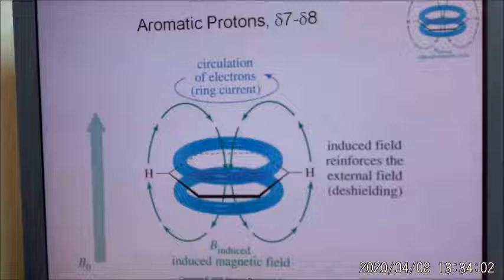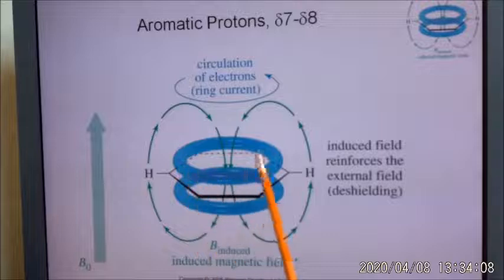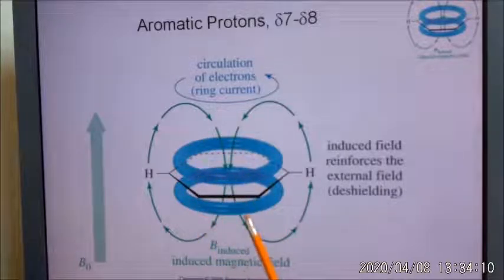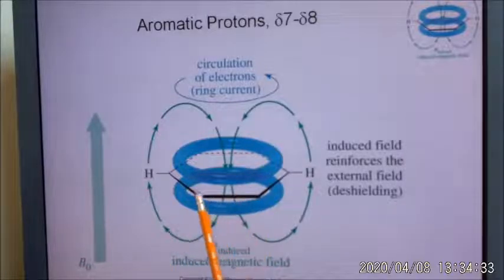Okay, so what happens with my aromatic proton? Because I have the circulation of electrons in this direction, I end up getting a field that reinforces, see the directionality? It's in the same direction as B naught. So what happens is I don't need to have a strong magnetic field in order for this proton to be affected by it. So you're deshielding because of your aromaticity and the circulation of your ring current. You are deshielding that proton naturally. And that's why you're way up at between 7 and 8.